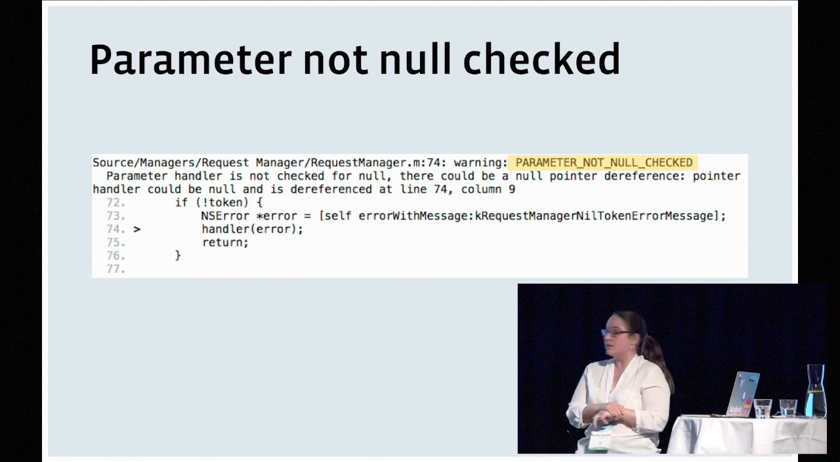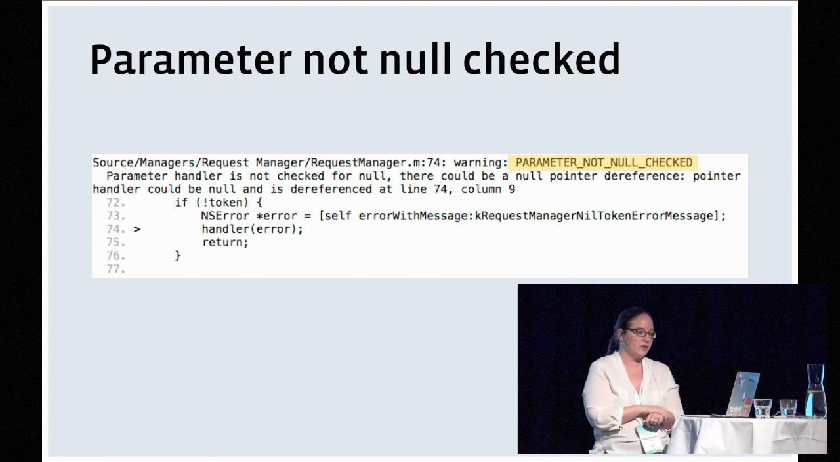So I hope you can read that. So that's one of the issues found, parameter not checked. So in this case, it was a block that was passed as a parameter to a function handler, which is quite a common thing to do. And when you try to execute the block, that is nil, it crashes. So it just tells you, you probably want to check if the block is nil before you use it.